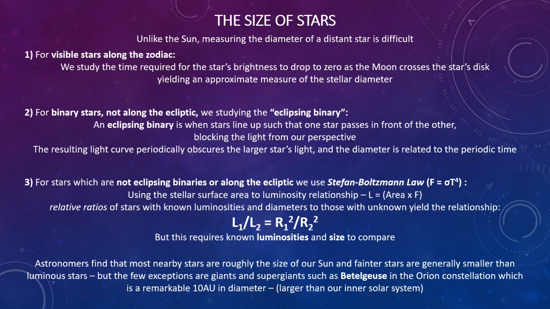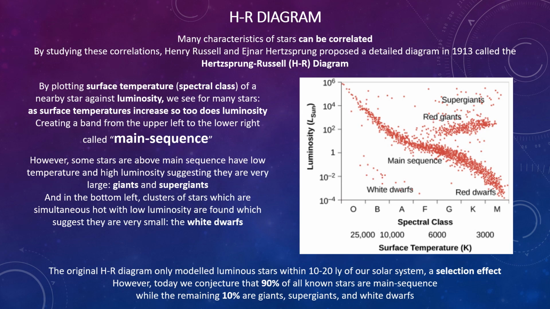So now that we've got some characteristics, let's plot these and see if there are any relationships. And this is exactly what Henry Russell and Einar Hertzsprung proposed in their detailed diagram in 1913, which is now called the HR diagram, the Hertzsprung-Russell diagram.